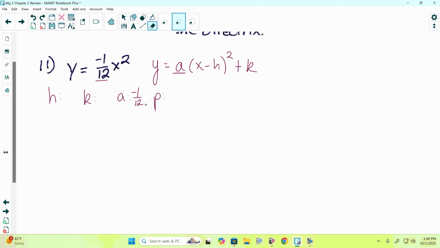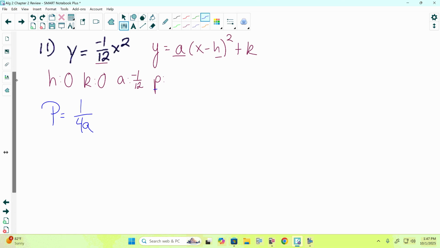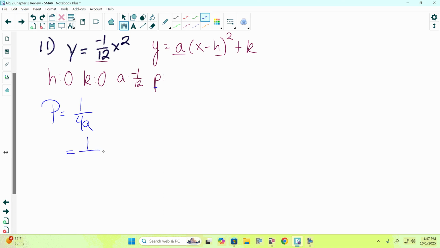What's the value of k? Is there anything added on to the end where k is? So k is 0. H is also 0, because there's not a number inside the parentheses with x minus that number, it has to be 0. So h and k here are both 0. What is the only thing we're missing? P, and p is equal to 1 over 4a.